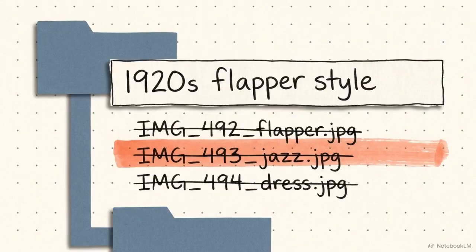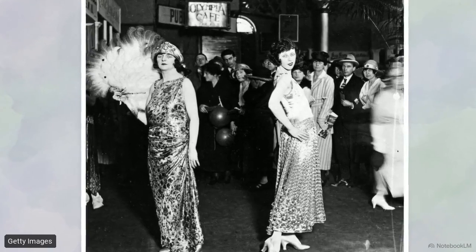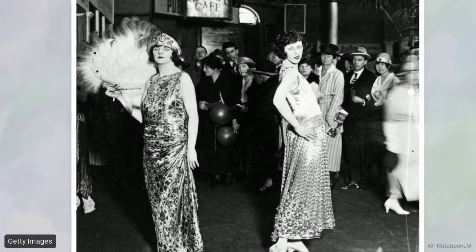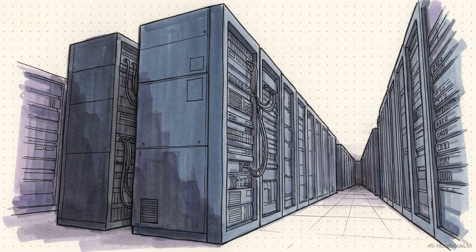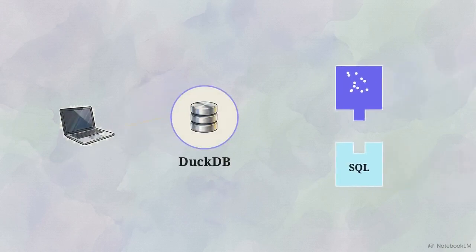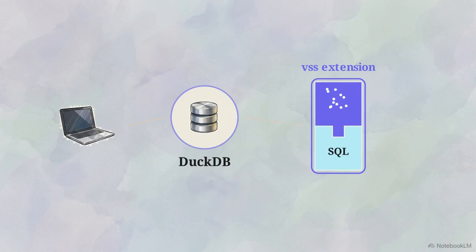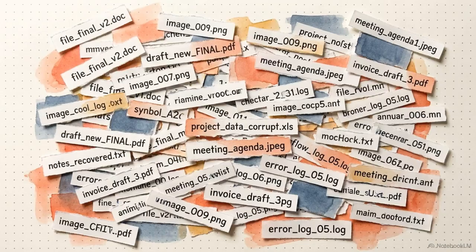If you search for 1920s flapper style, the system ignores the text of the file name. It evaluates the visual aesthetics of the era, retrieving matching sequin dresses and feathered headpieces. You also do not necessarily need a sprawling, dedicated server cluster to do this. Modern analytical engines like DuckDB now support vector similarity search extensions, letting you run these contextual lookups right alongside your traditional SQL workflows.